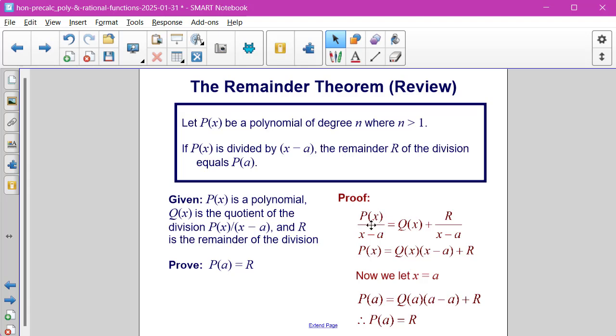We have that p of x over x minus a is equal to q of x plus r over x minus a. If we multiply both sides of this equation by x minus a, we end up getting p of x by itself. Q of x is now being multiplied by x minus a, and then r is now by itself. And then if we let x equal a, we have p of a is equal to q of a times a minus a. Well, that's going to be 0, so the first term on the right-hand side of our equation will end up going away, and we'll be left with r. So therefore, p of a is equal to r.